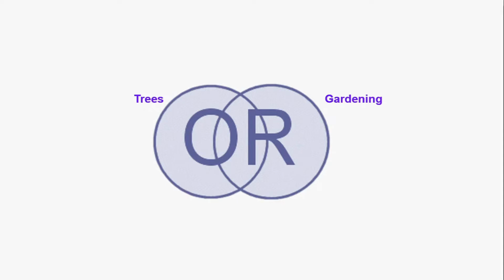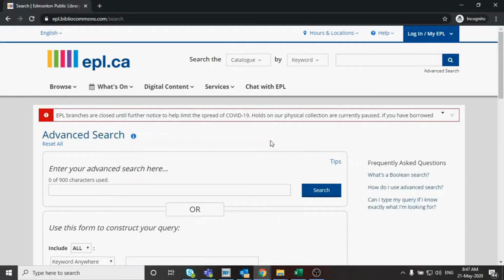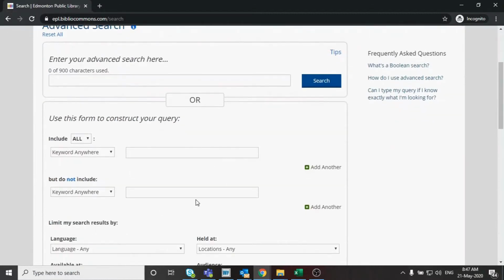Finally, if I change my search again to trees and gardening, not bonsai, my results will be books just about trees and gardening that do not overlap with bonsai. Now let's go back to the advanced search form in the catalog. As mentioned previously, any choices we make in the form below will appear as a Boolean search string here at the top. If we use all, this will appear as an and up here in the top, and if we choose any, it will appear as an or. Not will appear as a dash or minus sign.